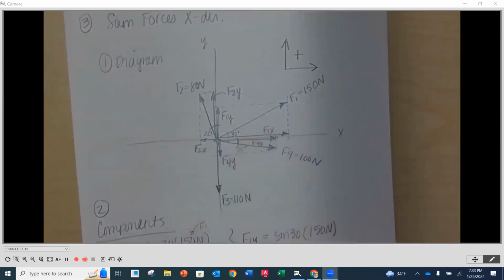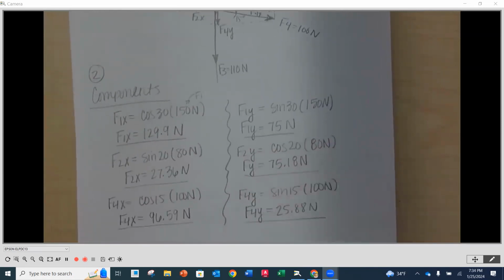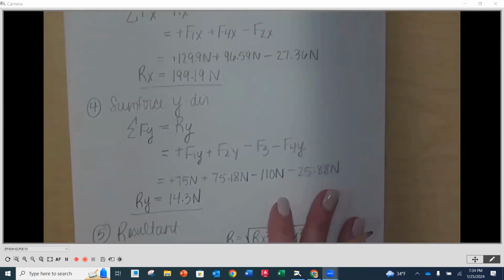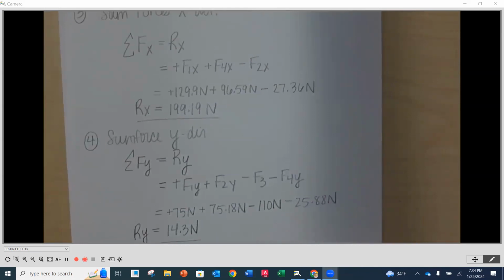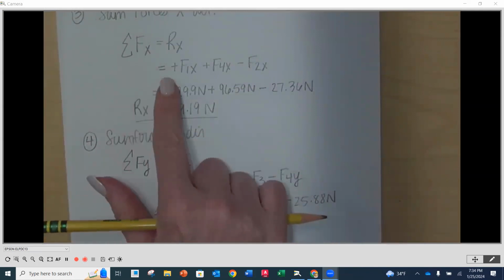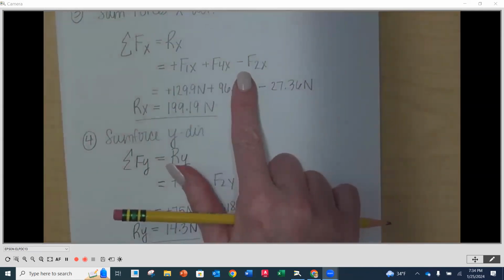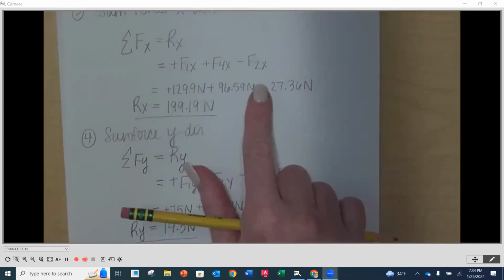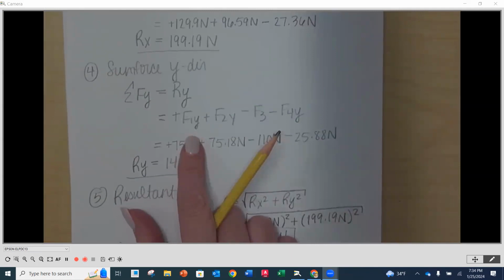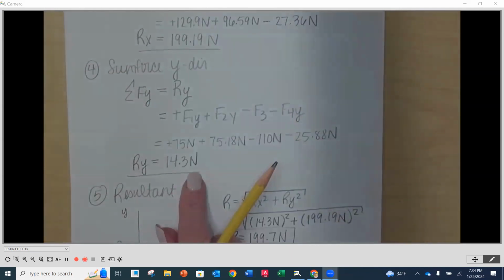So with all of my labels, I'm going to calculate the values of my components. I'm going to turn my page over and calculate my resultant X and Y components by summing my forces in the X direction, using the convention to identify my positive and my negative. Then I put my values in with units and add and subtract. Same thing for the Y. Now I've got my X and Y components.